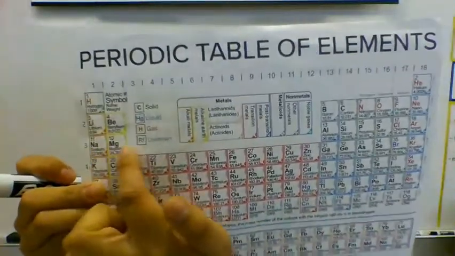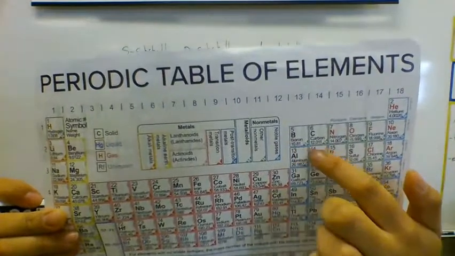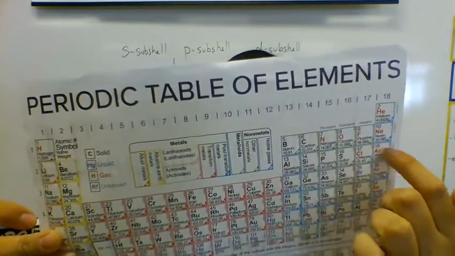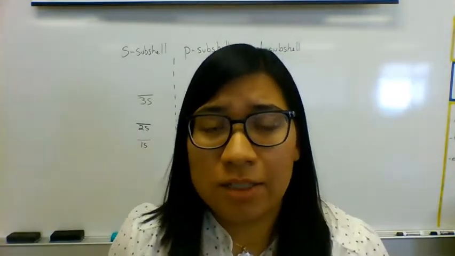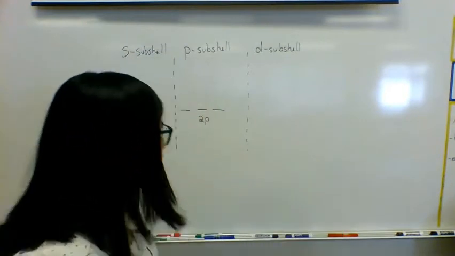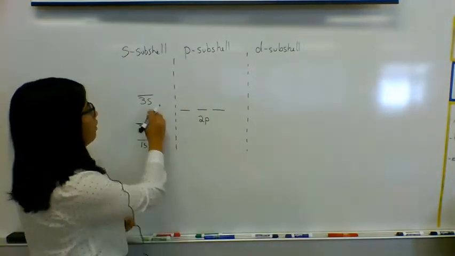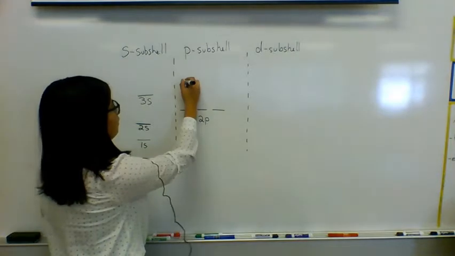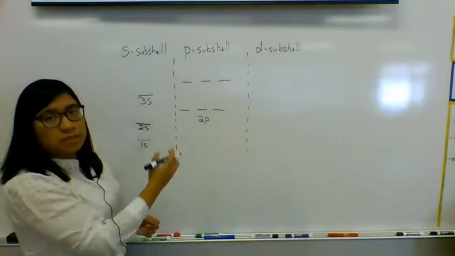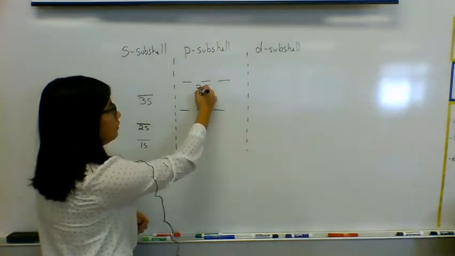Let's keep going. We said we were in the 3s. Now over here, this is the 3p, and we have 1, 2, 3 orbitals, and it is above the 3s as well. So I'm going to do 3 dashes right here in the middle column, right above the 3s. Each of these dashes represents an orbital, so it's going to be 3p.